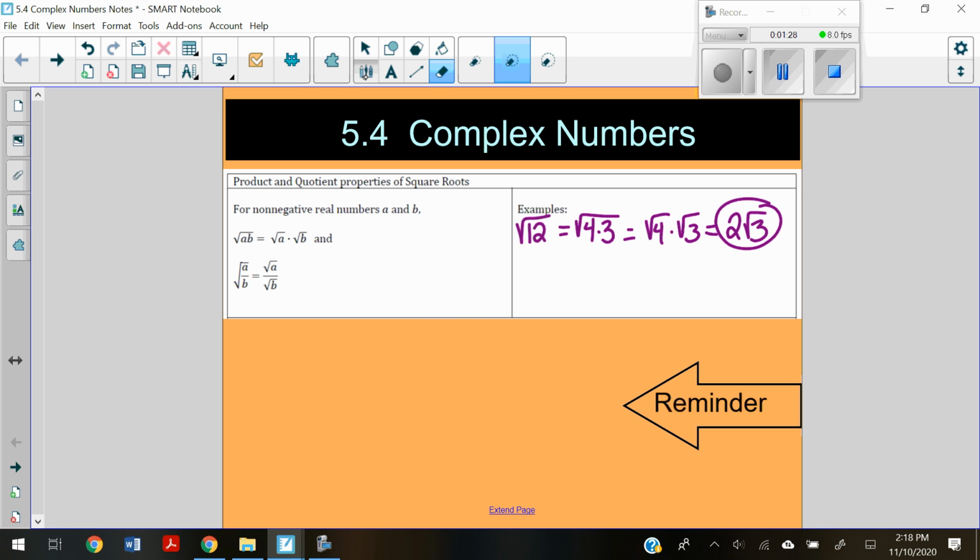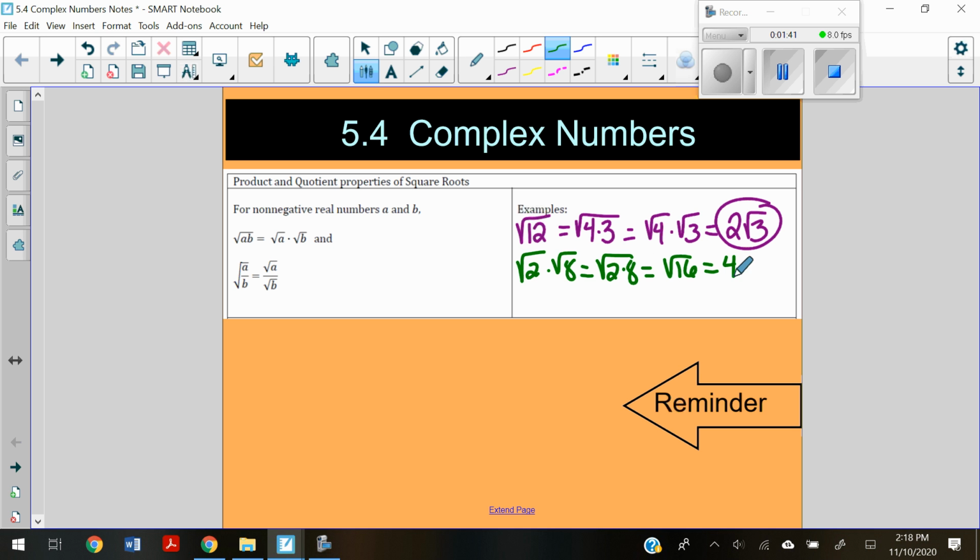All right. Likewise, I can take two square roots and I can multiply them. So like square root of 2 times square root of 8. I can now put these underneath the same square root, and this becomes square root of 16, which is a perfect square root at 4. Okay, so if you need to, please remember, pause the video to jot some of this stuff down.